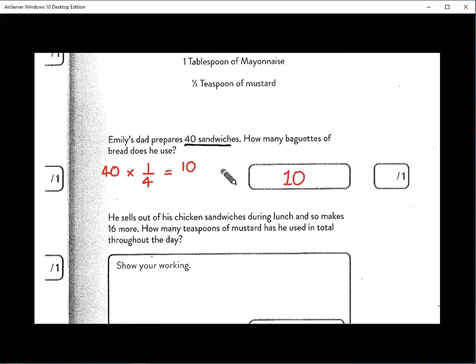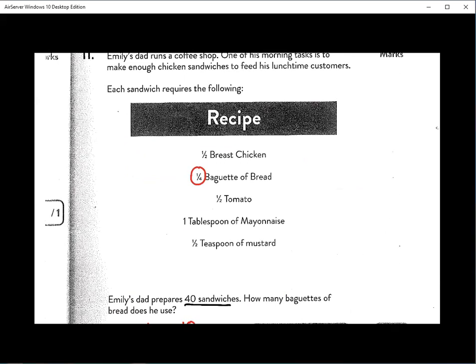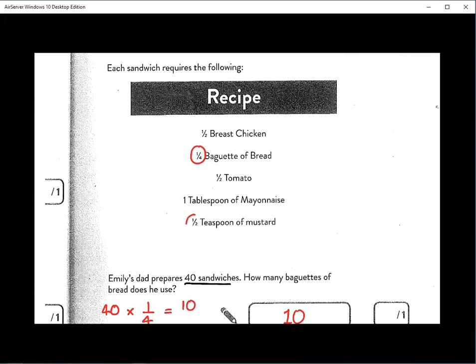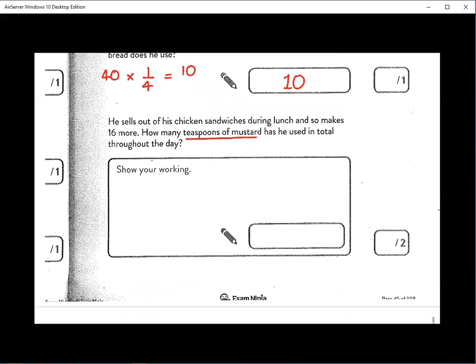I did 16. I did half of 16, and that's 8. I got the answer 8. You got the answer 8? Yeah. Okay, so for each sandwich, how many teaspoons do we need? Teaspoons of mustard, half. Because they're talking about teaspoons of mustard, aren't they?